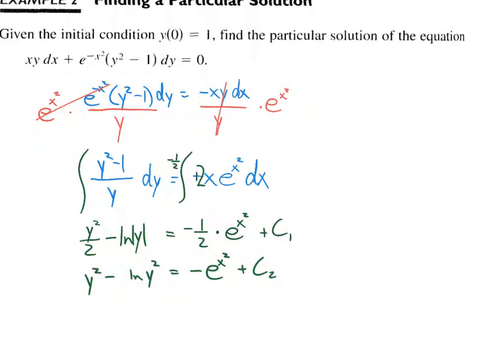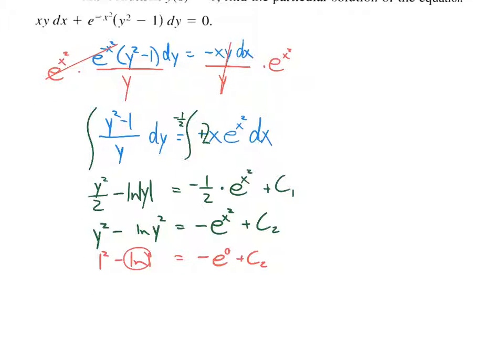And we can do that by plugging in the 0 for x. So we have e to the negative e to the 0, and we plug in a 1 for y. So 1 squared minus ln of 1. Ln of 1 is 0. So this constant is 1 plus 1, so 2.